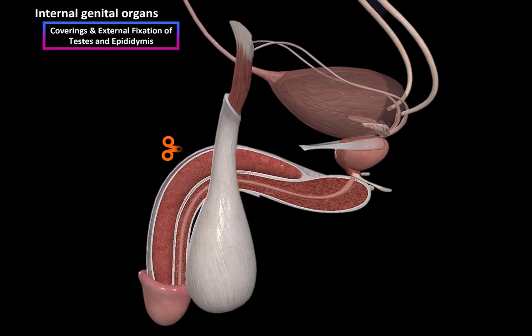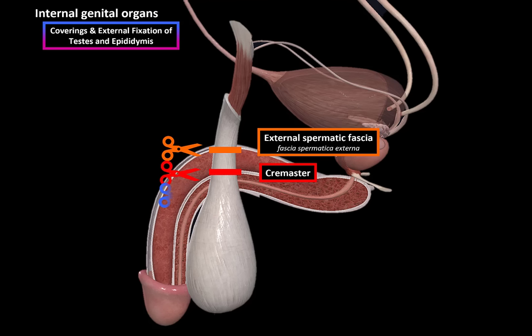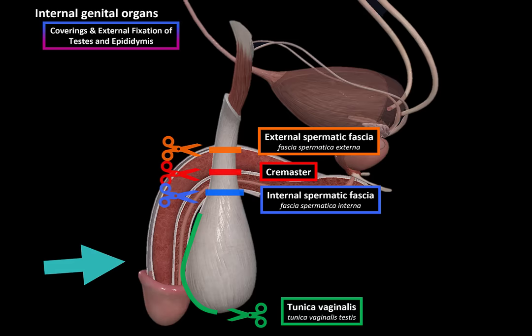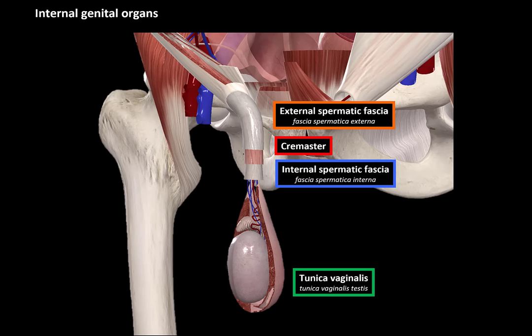So let's expose the spermatic cord a little. Let's cut the external spermatic fascia here. Let's cut the cremaster muscle here. Let's cut the internal spermatic fascia here. And let's cut through the anterior part of the tunica vaginalis and then look at the whole thing from this perspective. We'll see this. I know I'm repeating myself many times here, but I really want you to remember this.